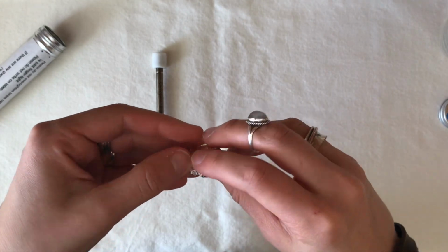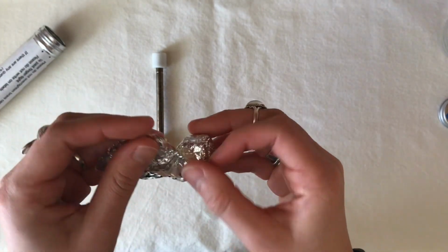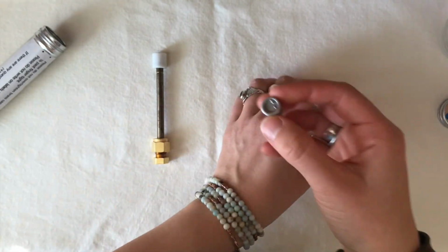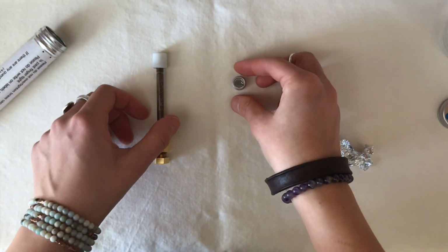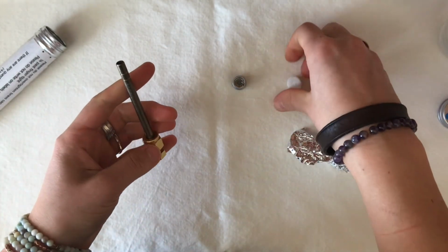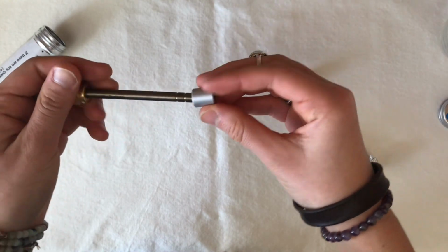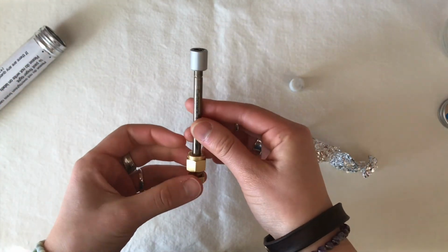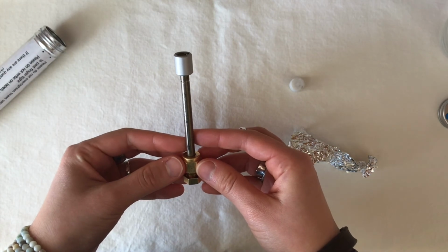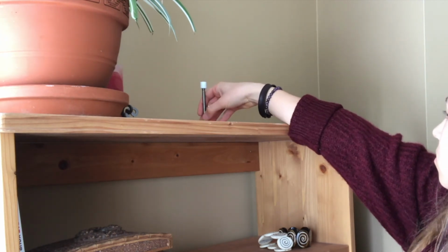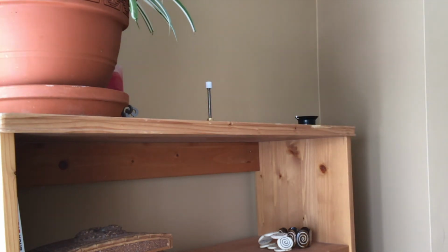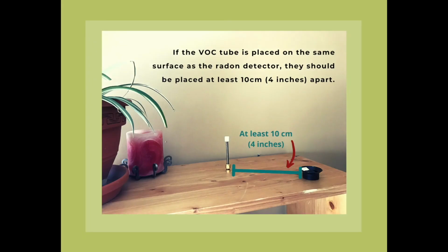Unwrap the aluminum foil and you will find a gray cap with tiny little holes in it. Pull off the white cap from the metal tube and replace it with the gray cap by inserting the gray cap until a little click sound is heard. Place the tube with the gray cap upwards on a firm surface, and remember, if you're placing the VOC tube on the same surface as the radon detector, they have to be at least 10 centimeters or 4 inches away from each other.